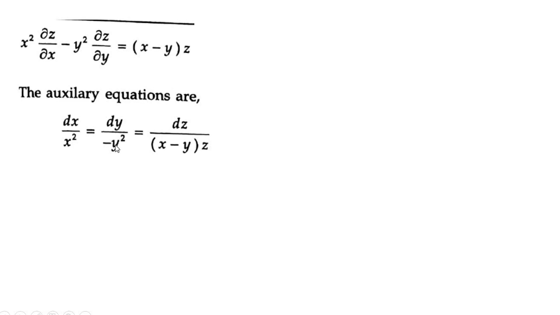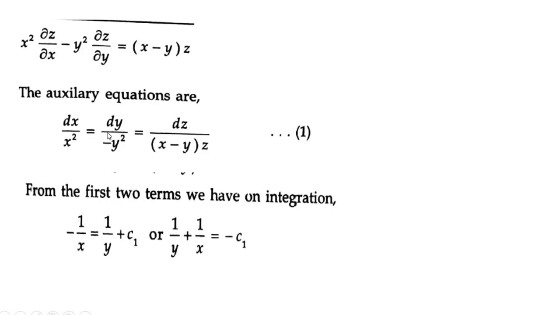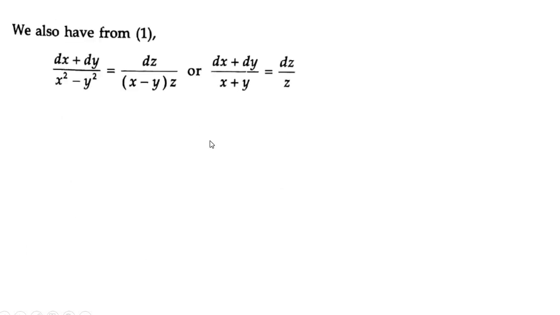So dx by x square equal to dy by minus y square equal to dz by (x minus y) into z. So we have found the first one. Okay. So we'll consider the second one. According to your procedure, we also have from equation 1, dx plus dy divided by x square minus y square equal to dz by (x minus y) into z. From equation 1, I'll club the first and second term together and I'll write it as dx plus dy divided by x square minus y square equal to dz by (x minus y) into z.